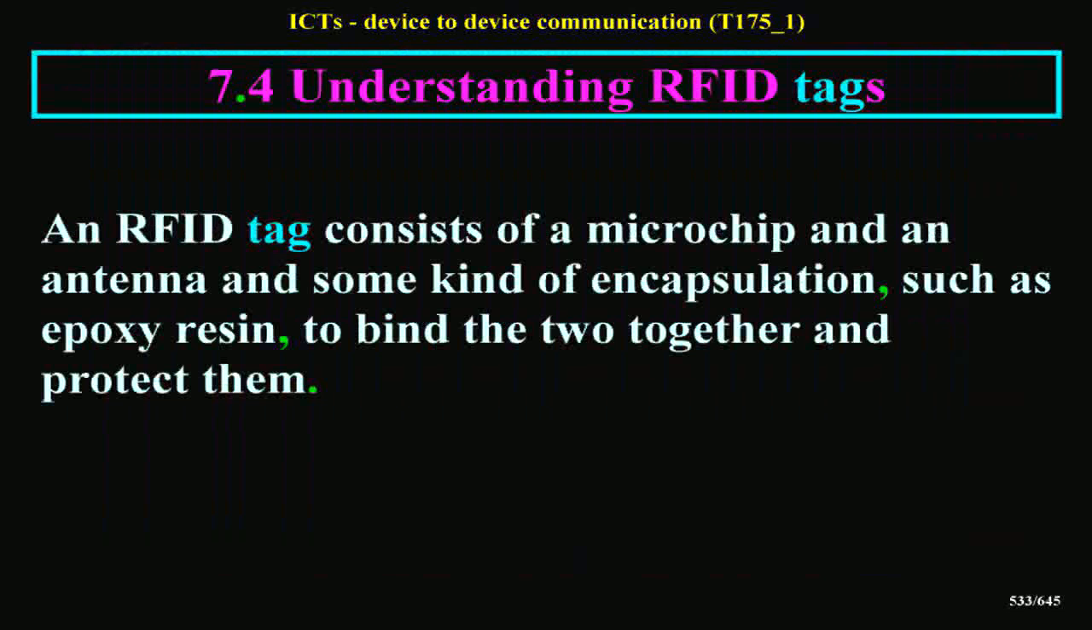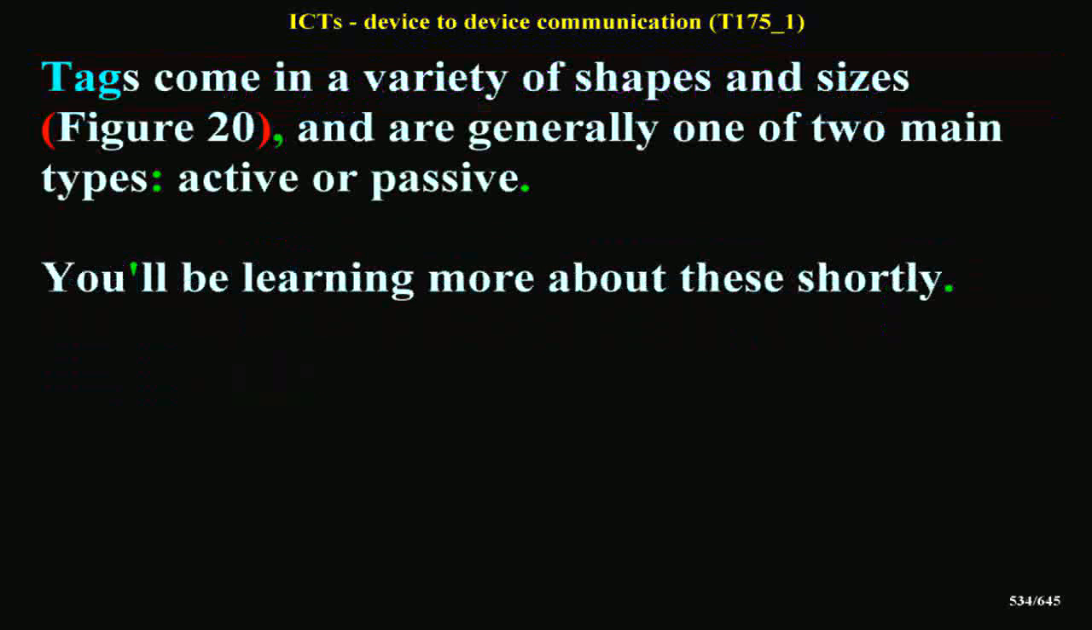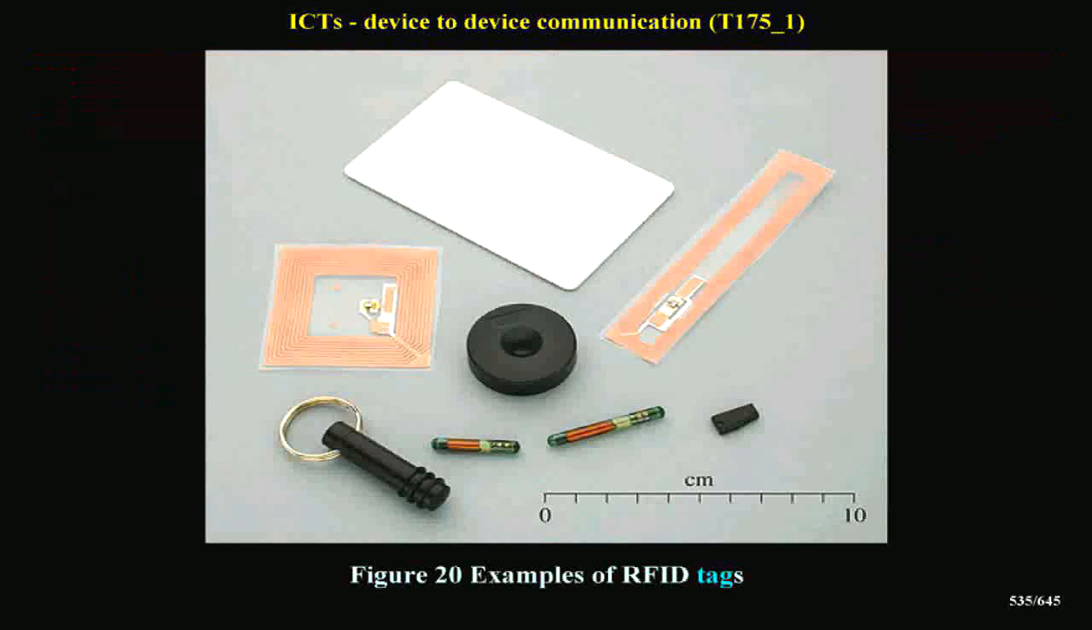7.4 Understanding RFID tags. An RFID tag consists of a microchip and an antenna and some kind of encapsulation, such as epoxy resin, to bind the two together and protect them. Tags come in a variety of shapes and sizes, Figure 20, and are generally one of two main types: active or passive. You'll be learning more about these shortly. Figure 20: examples of RFID tags.